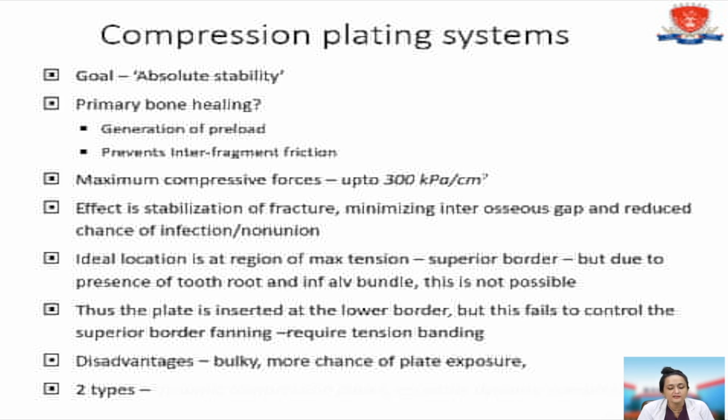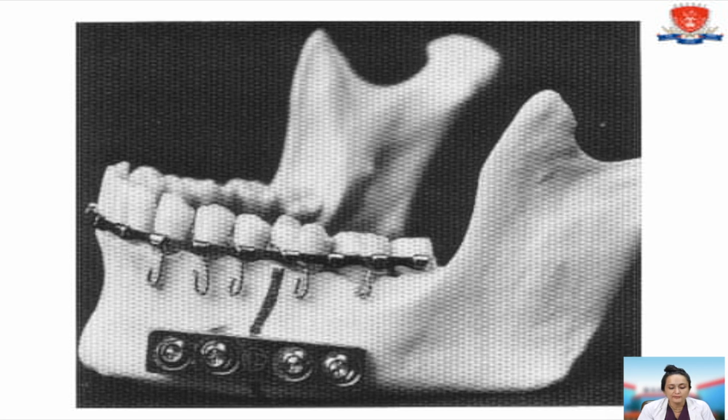The plate is inserted at the lower border, but we all know that mandible has 2 types of forces. There are compression forces on the inferior border and tension forces on the superior border. So to combat the tension forces, you usually place an arch bar at the superior border and do the plating at the inferior border. So this is a compression plating system. The disadvantage is it is very bulky.